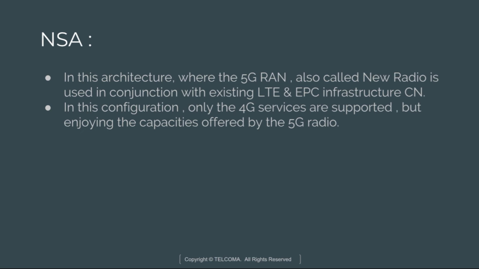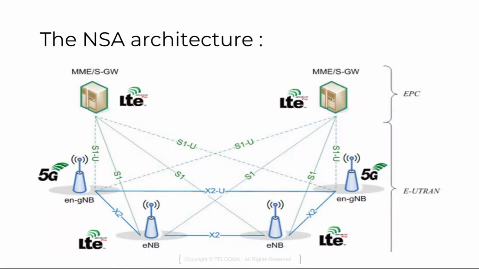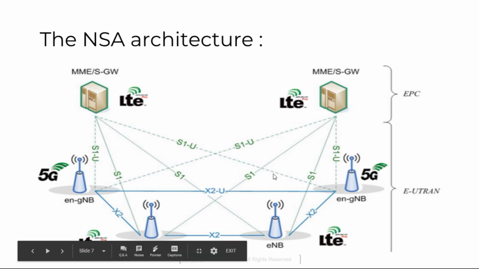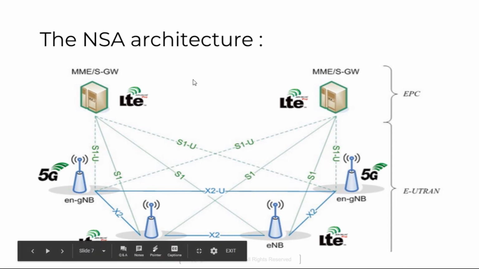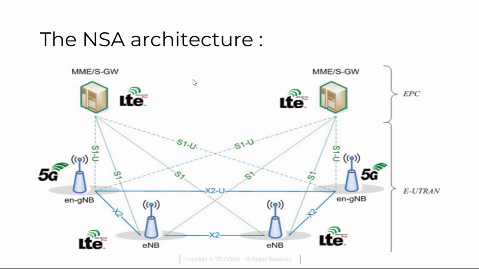In this architecture, 5G RAN, which is also known as new radio, is used in conjunction with the existing ones. The NSA is also known as E-UTRA new radio dual connectivity, which is also known as EN-DC or architecture option 3. In this configuration, only 4G services are supported, but enjoying the capacity offered by the 5G new radio. So this is a non-standalone architecture. We can see here E-UTRAN in the evolved packet core, and these are 5G node Bs. These are connected to the LTE core network and LTE base station eNode Bs.